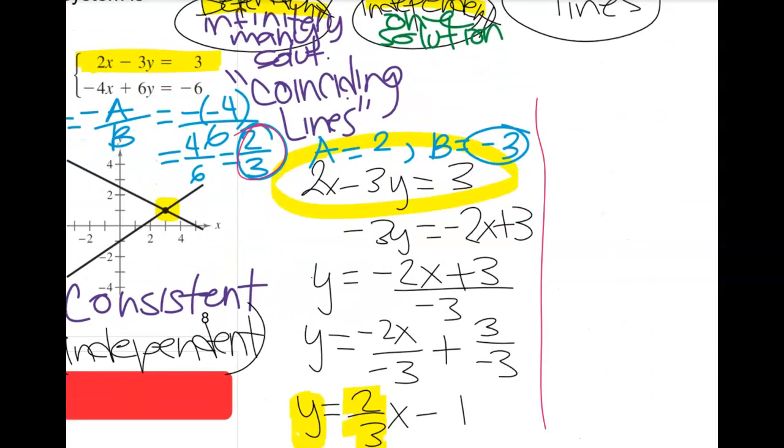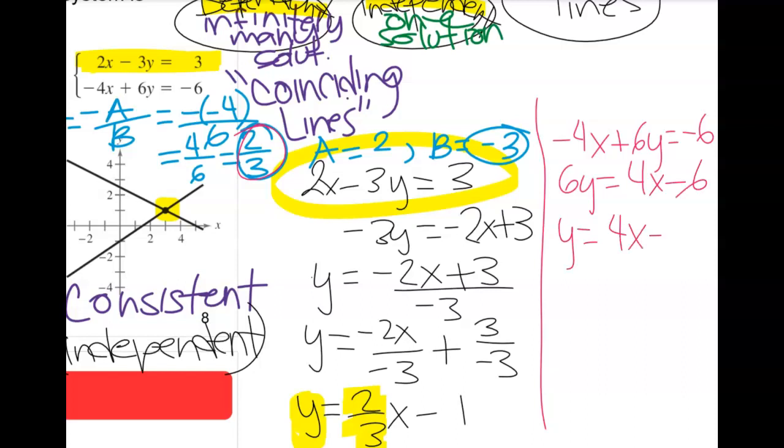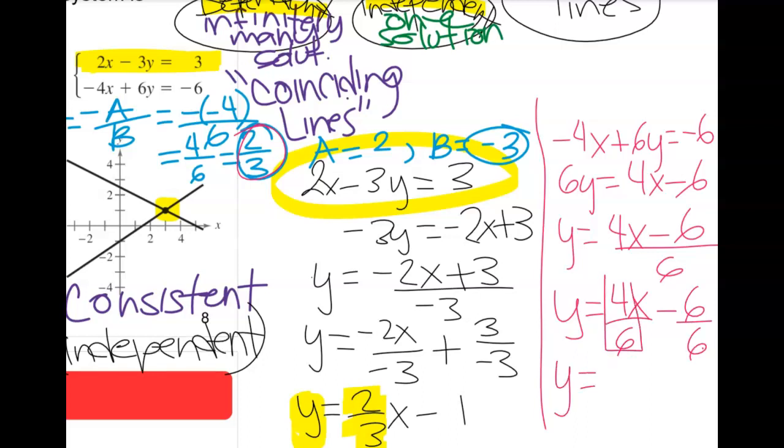If we take -4x plus 6y equals -6, and we solve for y, it will be 6y is equal to +4x minus 6. So then y will be equal to +4x minus 6, everything divided by 6. And so this will be y equals 4x over 6, and then -6 over 6. So if we reduce our fractions, we will get that 4 divided by 6 simplifies to 2/3. And then 6 divided by 6 is a 1.